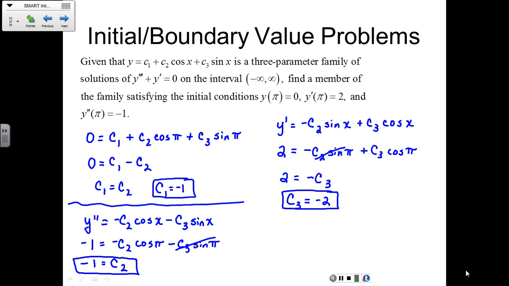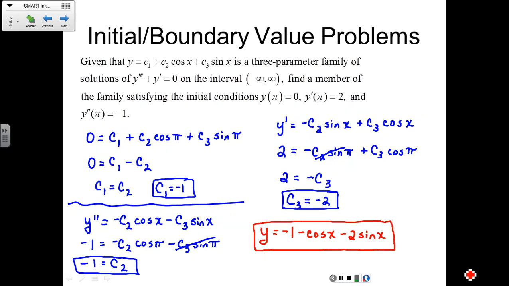So here's my answer. It says find a member of the family satisfying those initial conditions. So here's your answer to the member of the family. Y equals negative 1. Okay, C2 is minus 1. So minus cosine of x plus C3. C3 is minus 2. So minus 2 sine of x. That's your special member solution of that special initial value problem. Getting all your C's out.